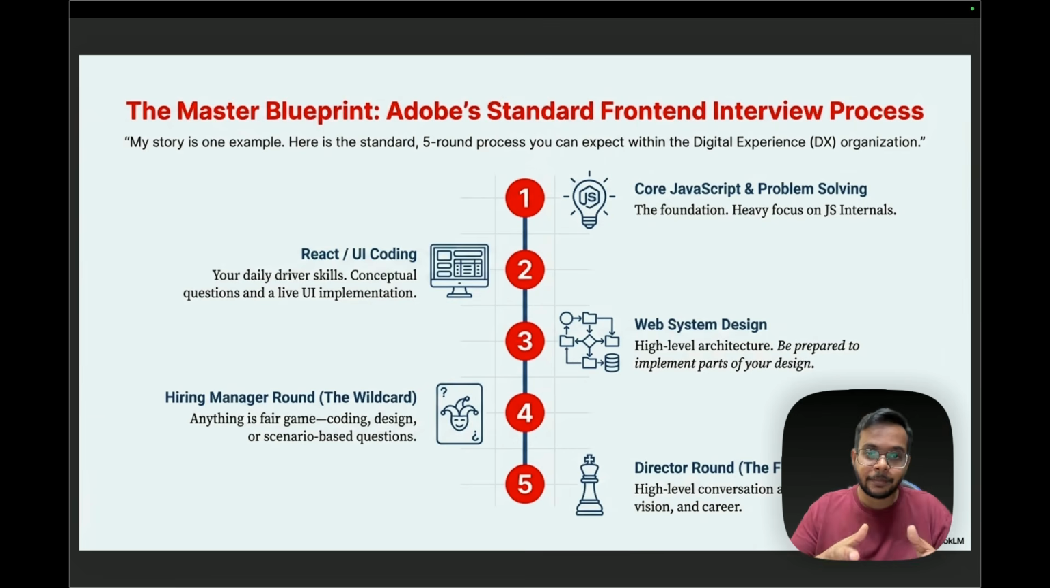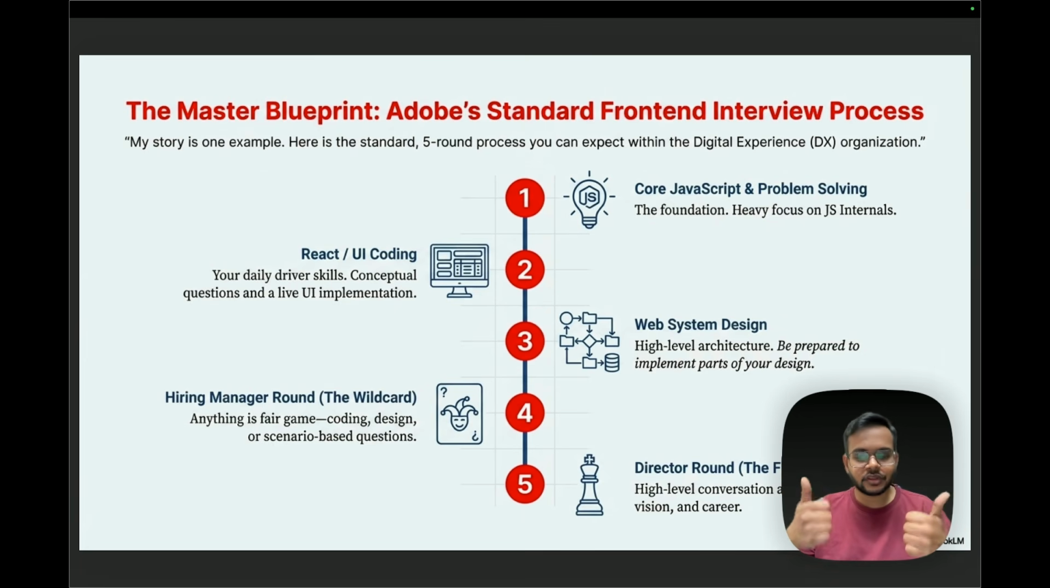Now that I've shared my personal interview experience, let's look at the standard interview process for front-end engineers at Adobe. Just for FYI, I was part of the digital experience organization. And while other orgs might slightly differ, this process is specifically for this org.